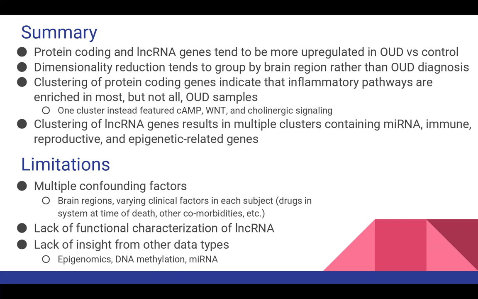Additionally, it revealed that dimensionality reduction accounts for a very low percentage of the variance found, particularly in the long non-coding RNA dataset. This may be due to the fact that long non-coding RNAs are more specific to tissue type and are usually found in lower concentrations, leading to more noise within the long non-coding RNA dataset.